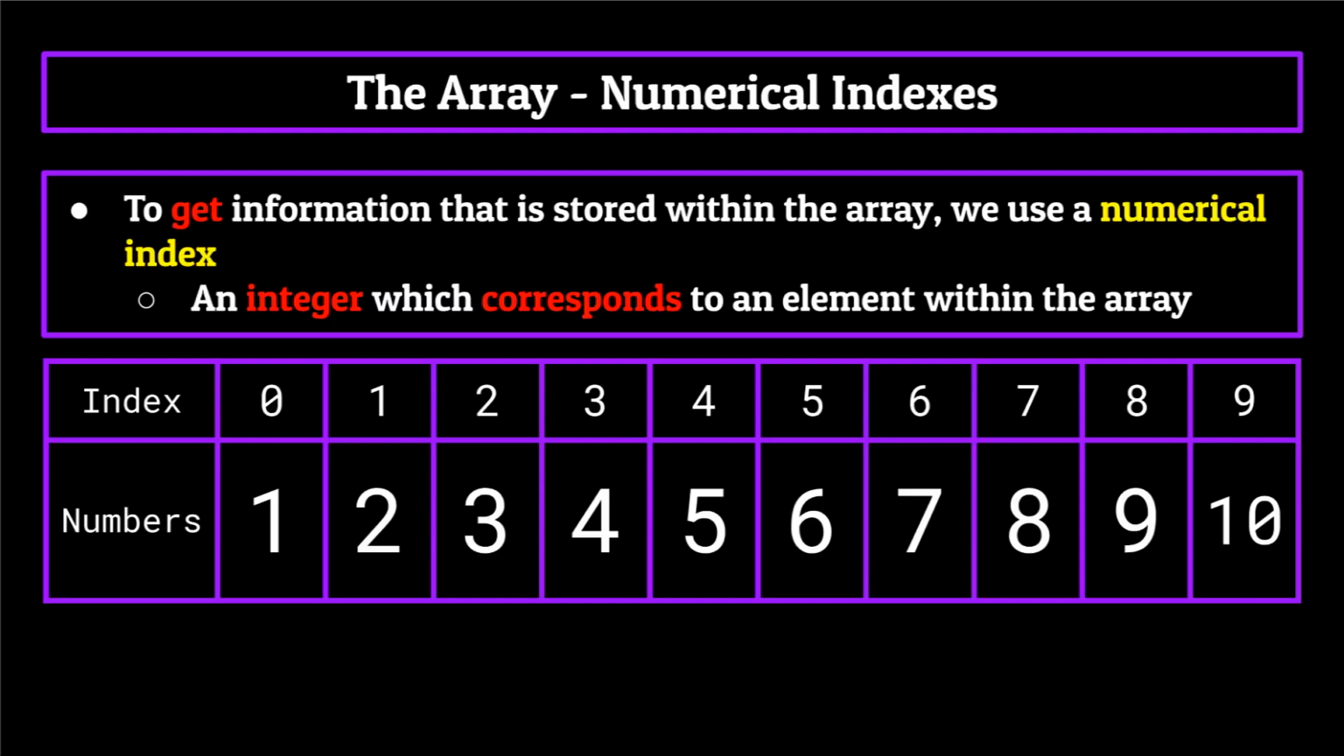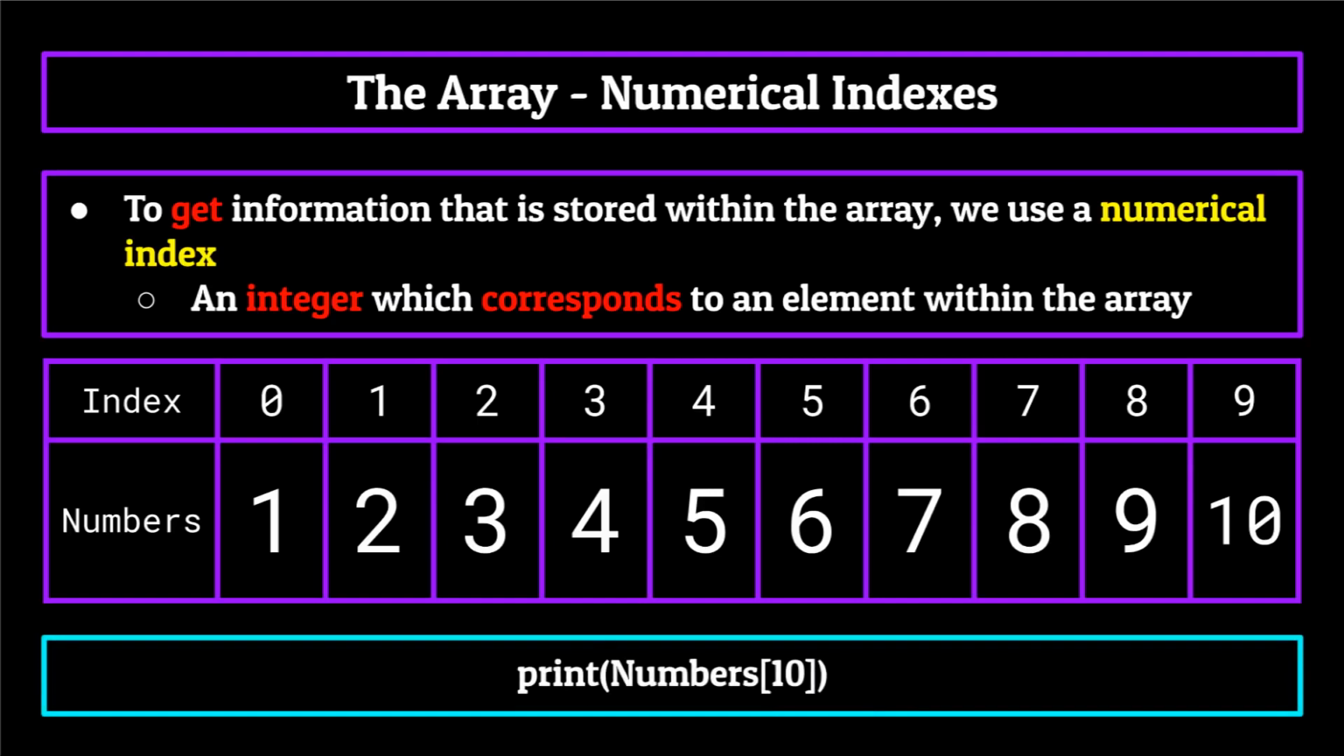Now, because indexes start at 0 instead of 1, it's very important to note that to get the 10th element of the array, you would actually need to reference it using the number 9, since there is no 10th index. If you do end up making this mistake, it will result in an array out of bounds error, since there is no 10th index in the bounds of the numbers array.